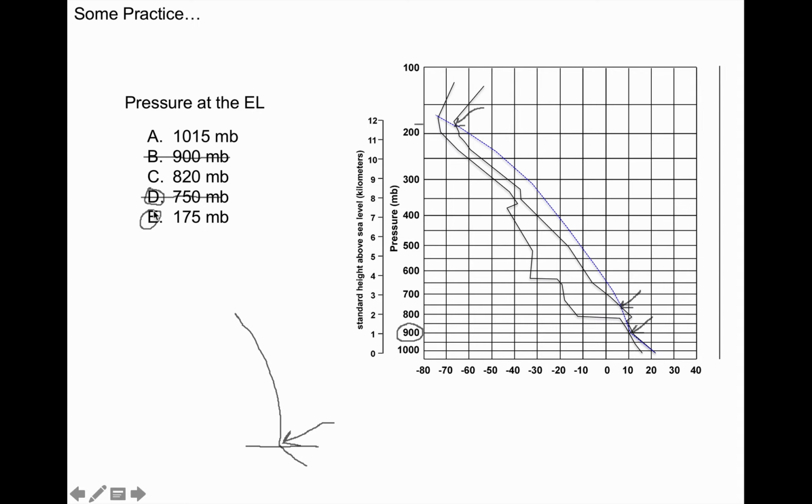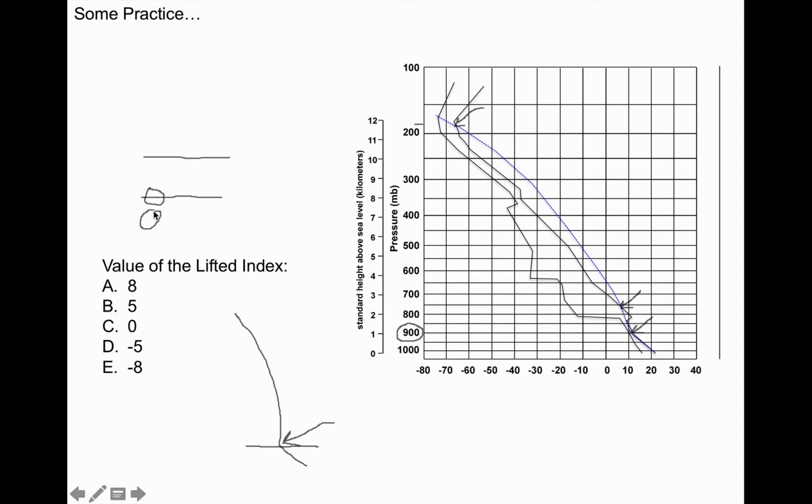My last question for you is this. What's the value of the lifted index? Let me erase some of this so we can see a little bit better. Well, as I look at this, let's go to 500 millibars. That's where we calculate it. And go across. Here's the temperature of the environment. Here's the temperature of the parcel.